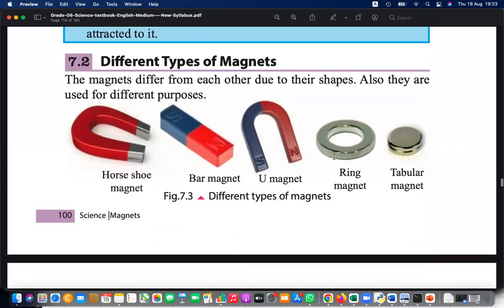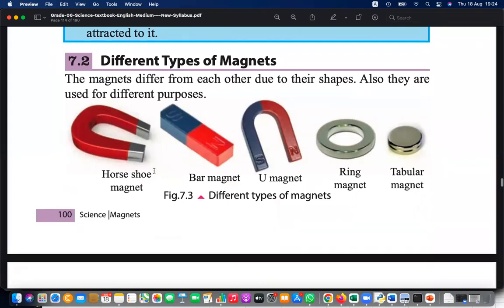so these are different types of magnets. Horseshoe, so this is like a U magnet, but there's a special thing. Unlike the U magnet, where the two poles are going parallel, in the horseshoe magnet it's not parallel, it's getting closer when it comes to the edges. That is horseshoe magnet. And then the bar magnet, that is one of the most common types that you can see in your school lab. And there are ring magnets and tabular magnets, like a tablet.